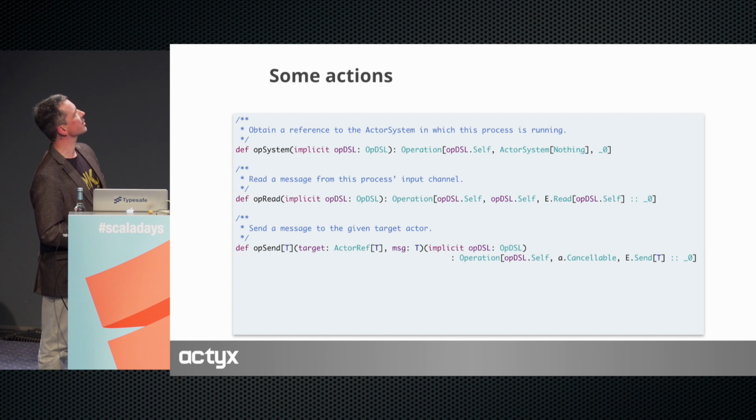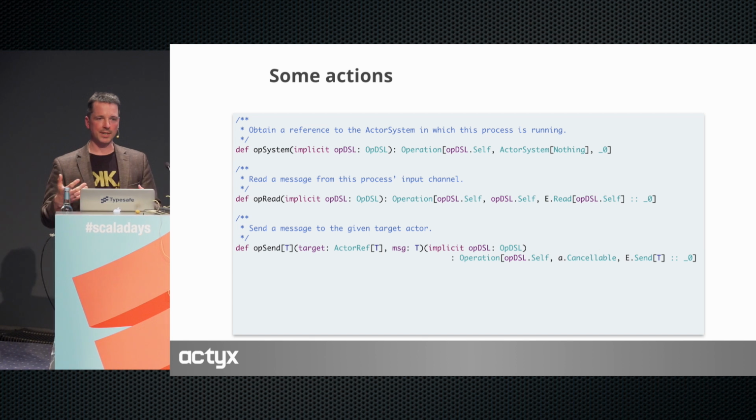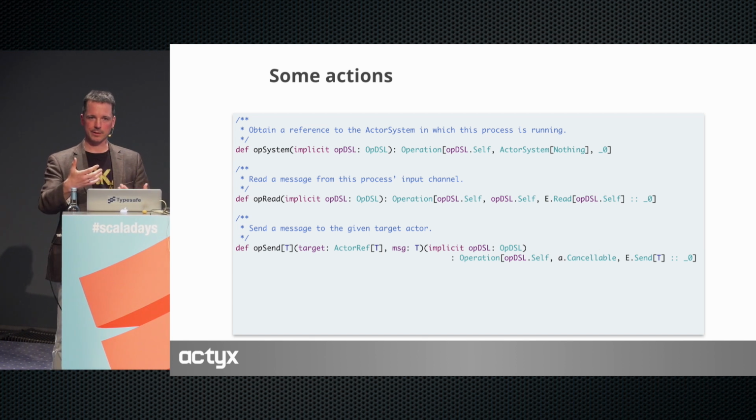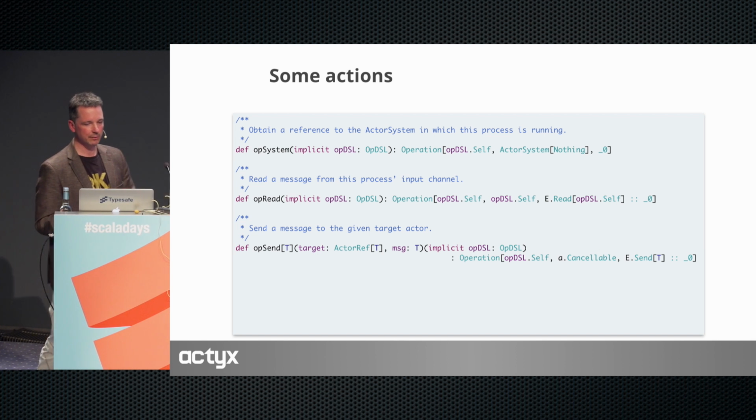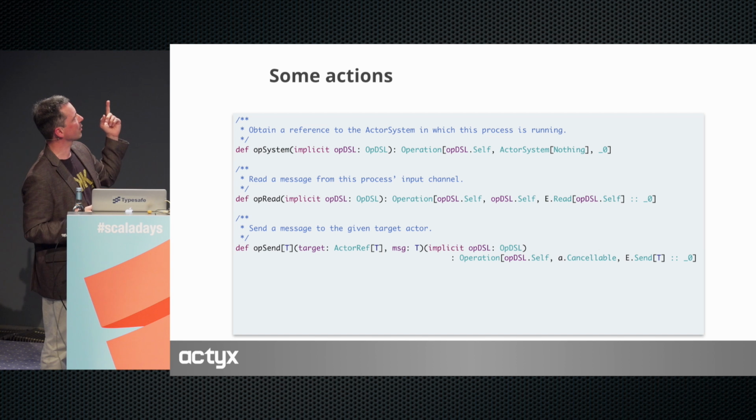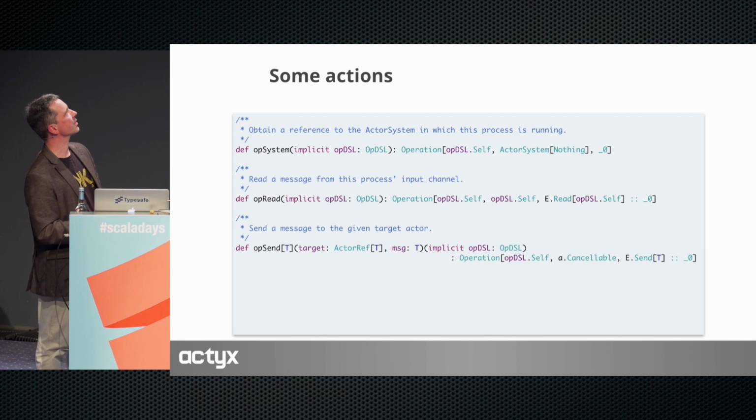The first type parameter is the type parameter of the ActorRef in which context it is running, so which messages it could potentially be receiving. OpSystem doesn't care about that, but it returns a value of type ActorSystem nothing.